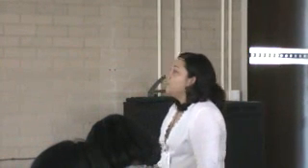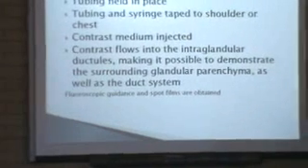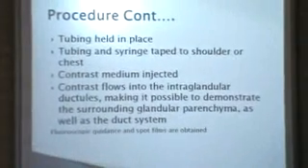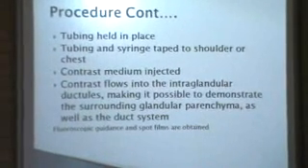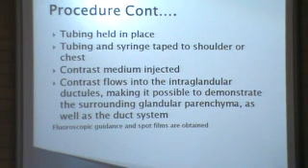The cannula is immobilized. The patient is instructed to close their mouth. The tubing is held in place. Tubing and syringe taped to the shoulder for security. The contrast medium is injected. So when this happens, the contrast flows into the intraglandular ductules, making it possible to demonstrate the surrounding glandular parenchyma, as well as the duct system.